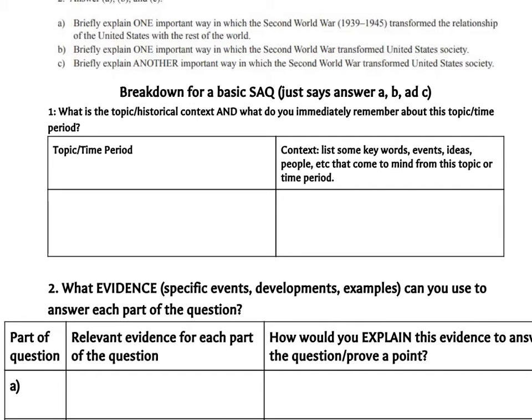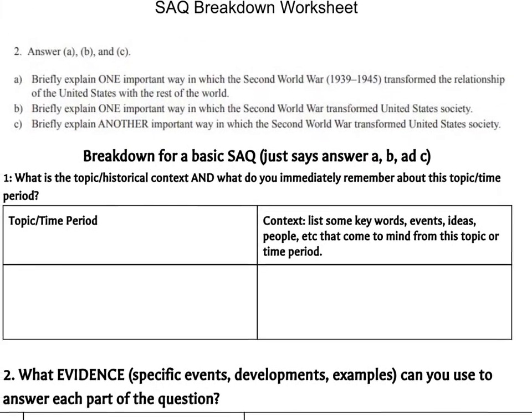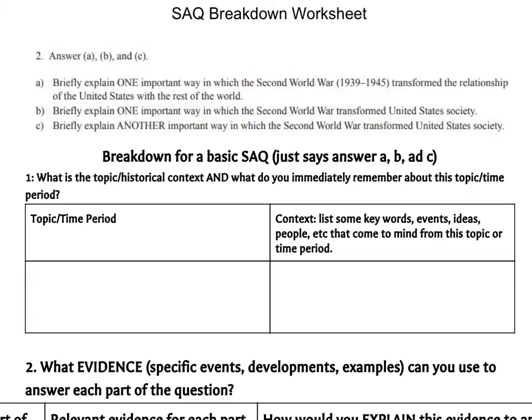We're answering the prompt and providing really good evidence. So in this first question, I'm going to be looking at what is each part asking. I'm going to underline some important words, which is what I always want you to do with your questions. So I'm going to underline Second World War, transformed, and relationship of the United States with the rest of the world. So transform, that is another word for change. So that lets me know that this SAQ is going to be addressing continuity and change over time.